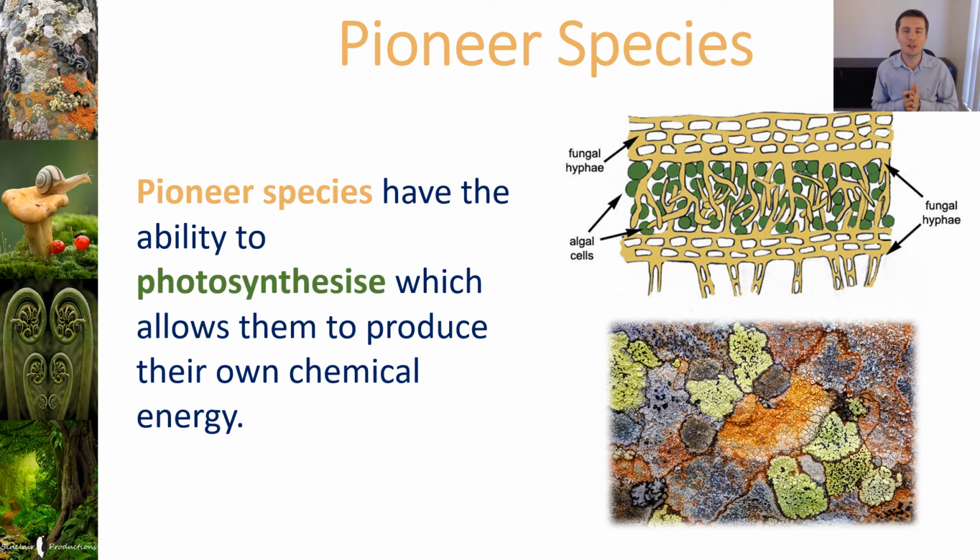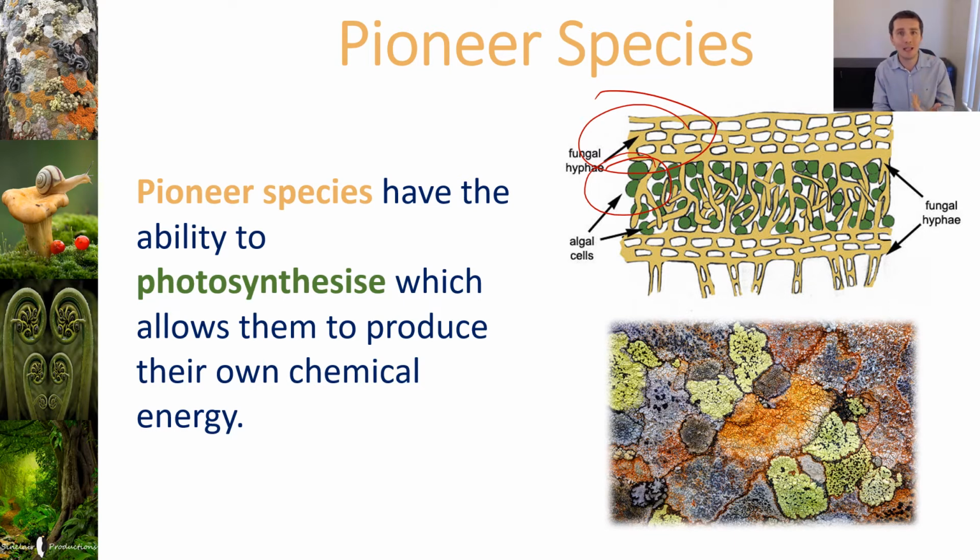So pioneer plants also have the ability to photosynthesise, and this allows them to produce their own chemical energy, and that is essential. You're getting into an environment which has very little nutrients, or when you're considering primary succession, just bare rock. So these plants need to be able to produce their own glucose for cellular respiration to produce energy. So some of those pioneer species like lichen, you can see here lichen, they're a composite organism. So they're made up of fungal hyphae and also algal cells and sometimes cyanobacteria.